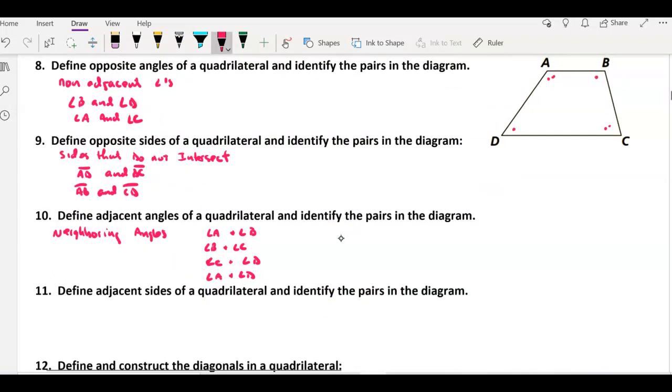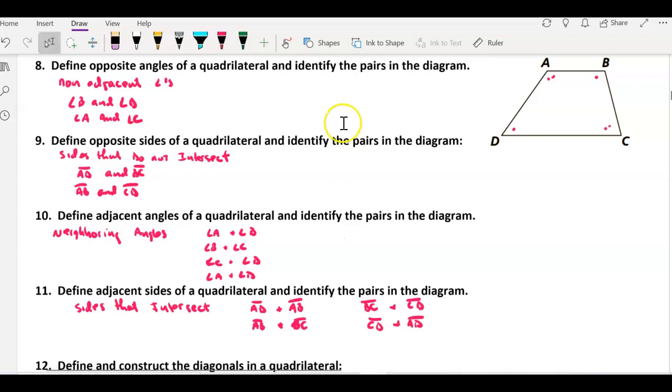Now, adjacent sides are basically the sides that intersect. So when I look at adjacent sides, AD and AB would be adjacent sides. AB would also be adjacent to BC. Then BC would also be adjacent to CD. And finally, CD would be adjacent to AD.